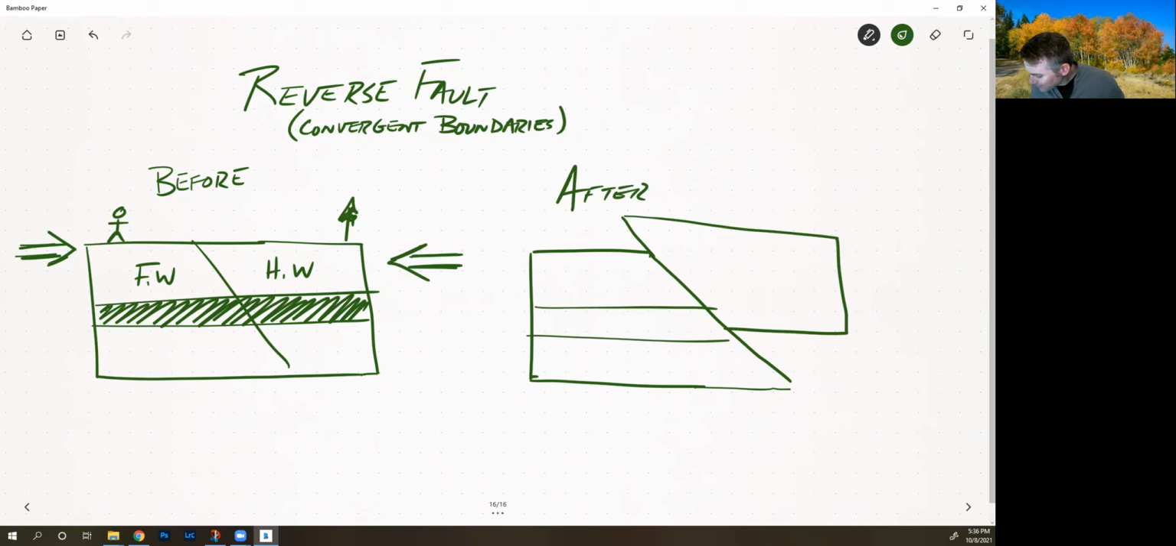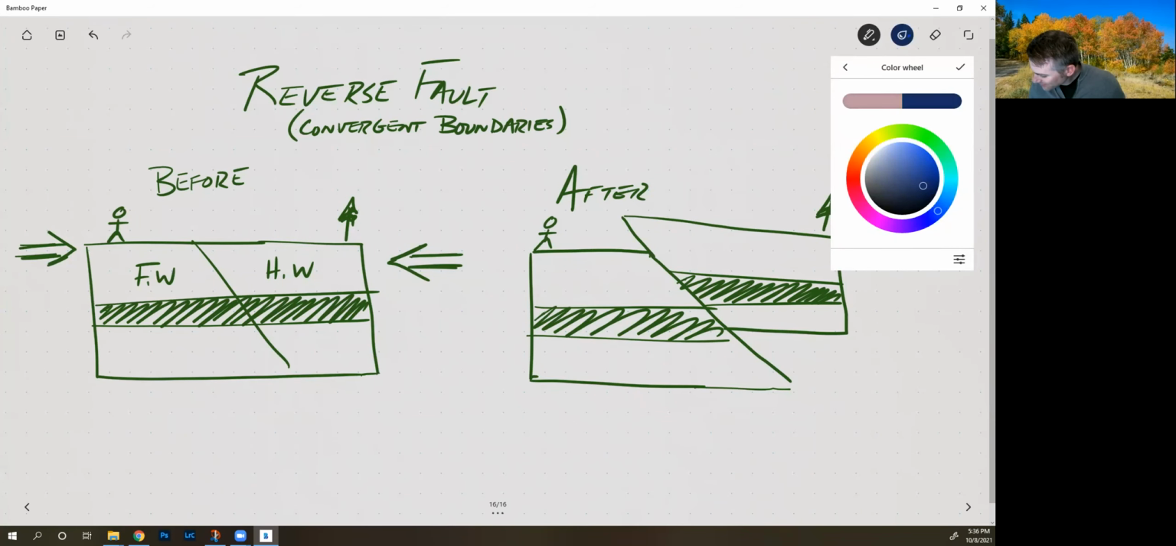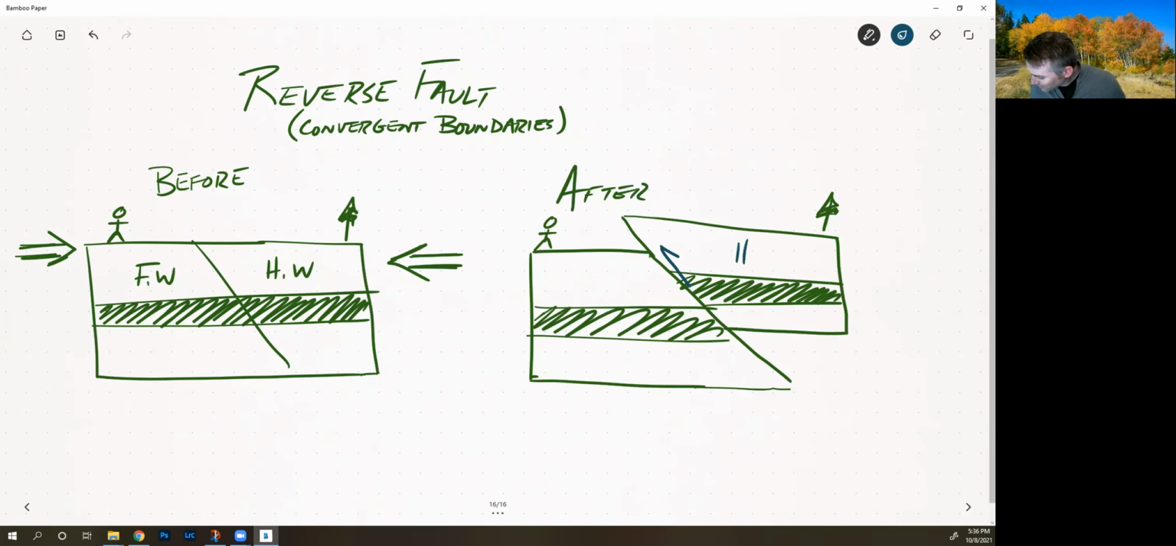So we're going to end up with something that looks like that on the other side. Here's our tree. Here's my picture of the person over there. And in this case, I'll use a lighter blue here. The head wall moves up compared to the foot wall. So that's the big thing to show here: this head wall moves up compared to the foot wall in a reverse fault. And that takes compression. So it literally is shortening and squeezing the ground when we have these reverse faults.